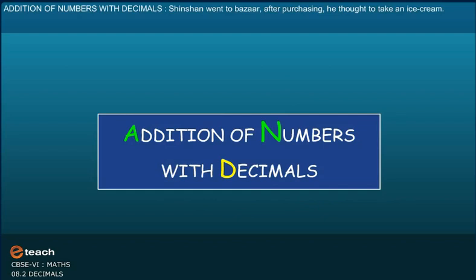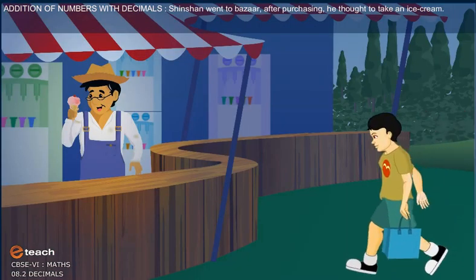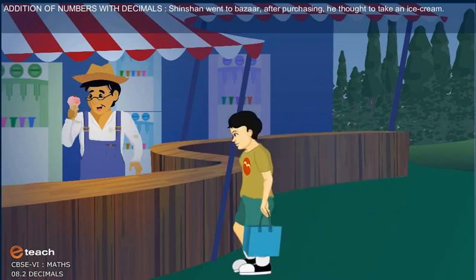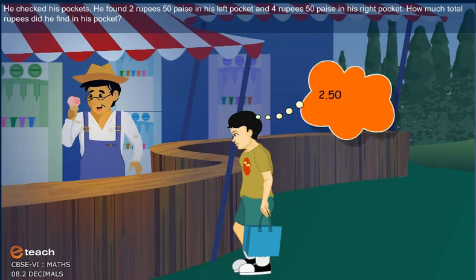Addition of numbers with decimals. Shinshan went to bazaar. After purchasing, he thought to take an ice cream. He checked his pockets. He found 2 rupees 50 paise in his left pocket and 4 rupees 50 paise in his right pocket. How much total rupees did he find in his pocket?